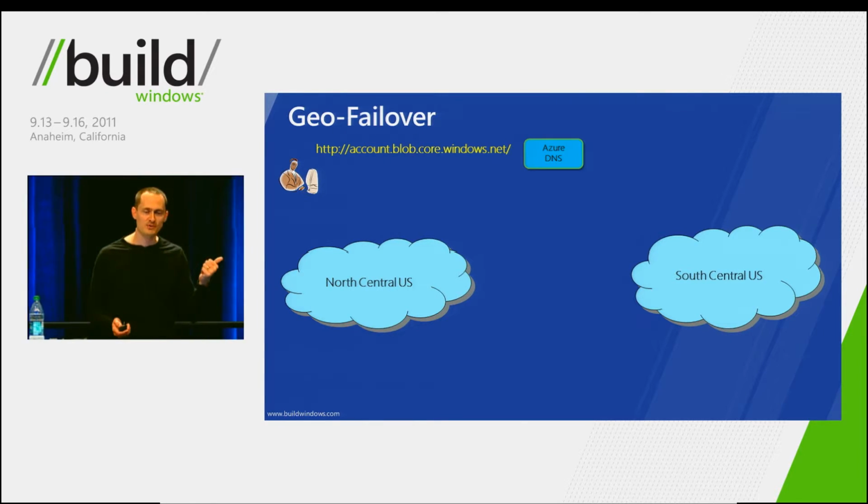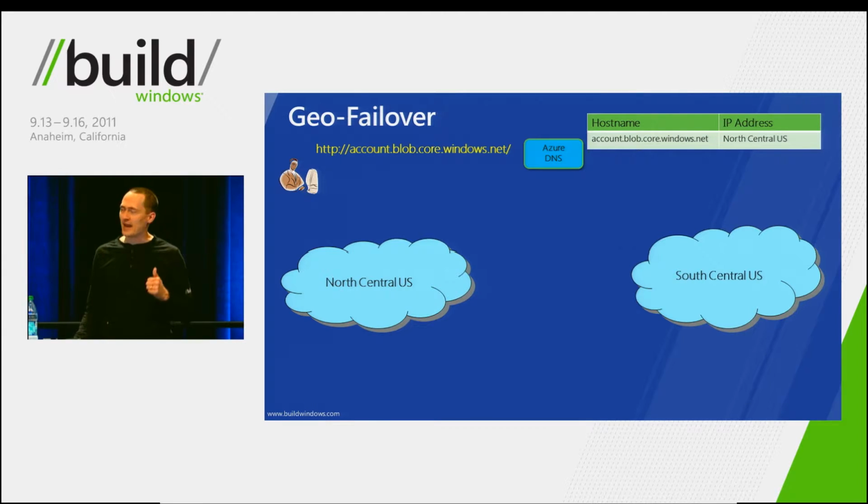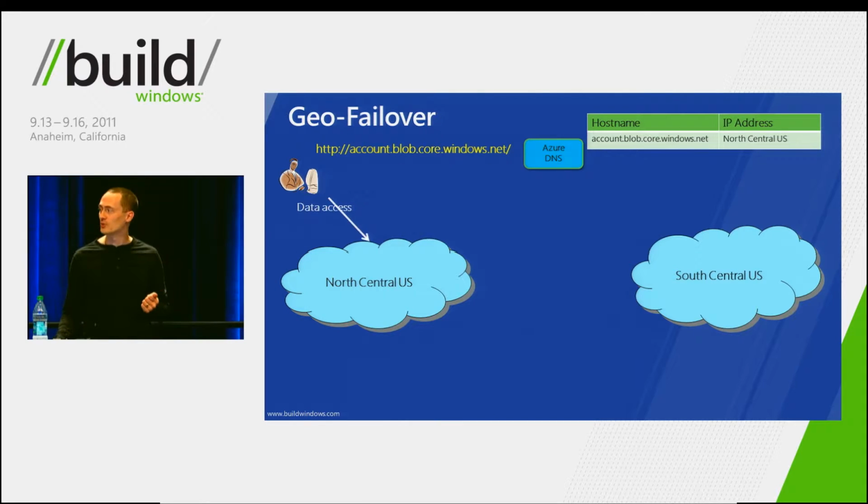Okay, so let me give you an idea of geo failover, what that would look like. So you have your storage account here for accessing blobs. And we registered this with DNS to point to the data center that's the primary location for your storage account. So in this example, again, it's US North. So all your requests are going to US North.